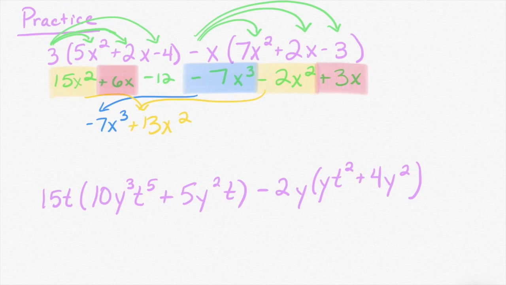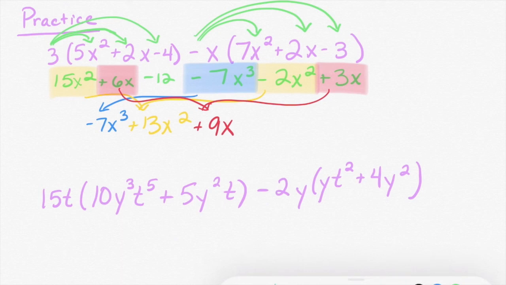And then you subtract those, which would be 3x. Wouldn't it be 9x, because you subtract 6x plus 3x? Oh, 9x. And then our poor little minus 12 who didn't have any friends. It's okay, 12. I'll be your friend. So there's my answer. There's nothing else for me to combine.